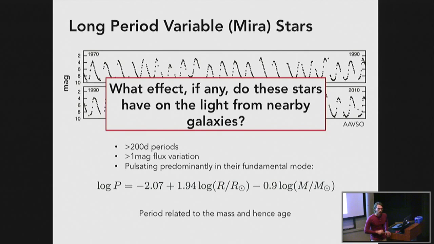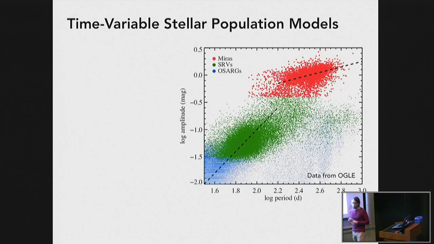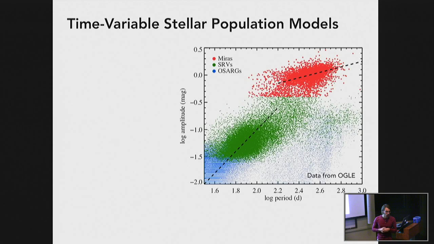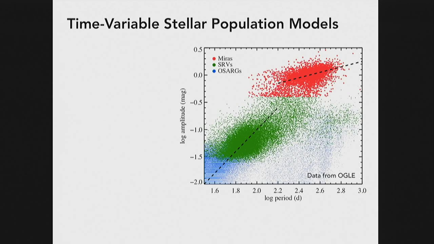And the question I want to get into here is what effect, if any, do these stars have on the light from nearby galaxies in this semi-resolved regime. To address this question, we developed a new set of time variable stellar population models. When people normally make models for galaxies or stellar populations, they ignore any time variability. So we've added that in as a new ingredient into these types of models.